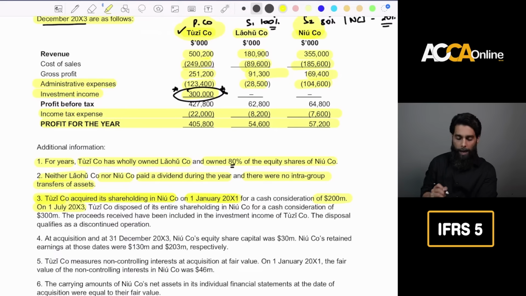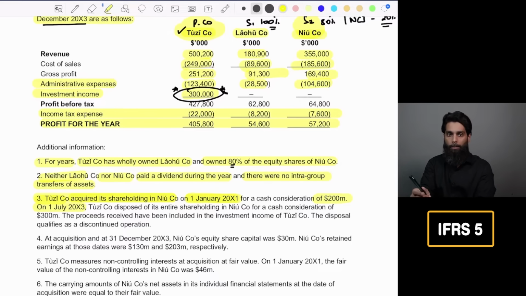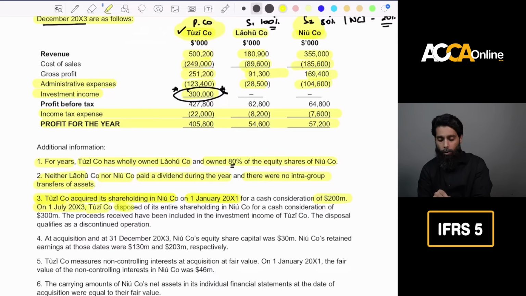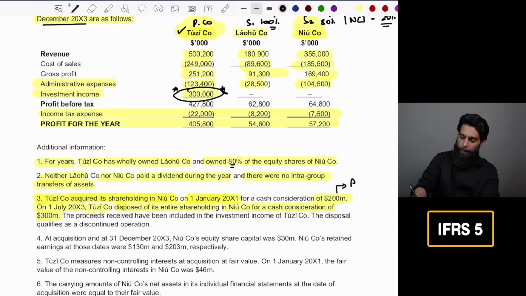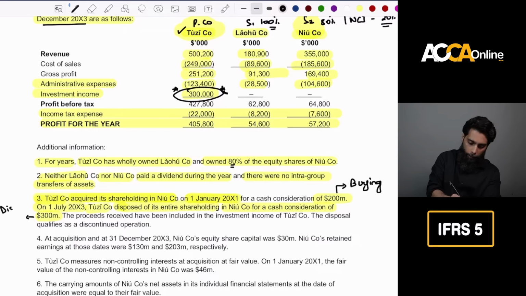On 1st July X3, that means approximately 2 years and 6 months after the acquisition, your examiner is talking about that. On 1st July 20X3, Toze company disposed of its entire shareholding. Note this, entire shareholding in Neo company for a cash consideration of 300 million. So this was basically the buying proceed, and this 300 million is basically the disposal proceed, right?